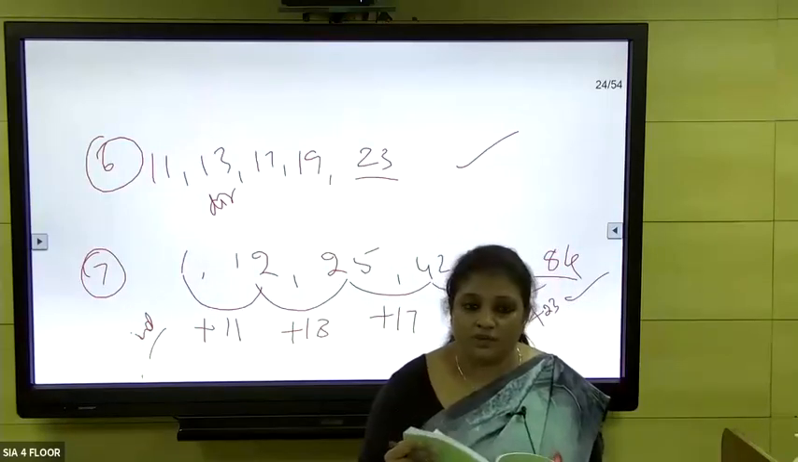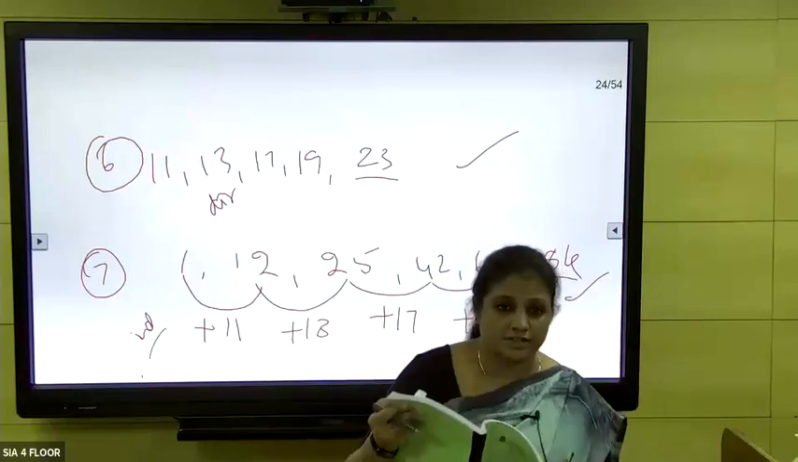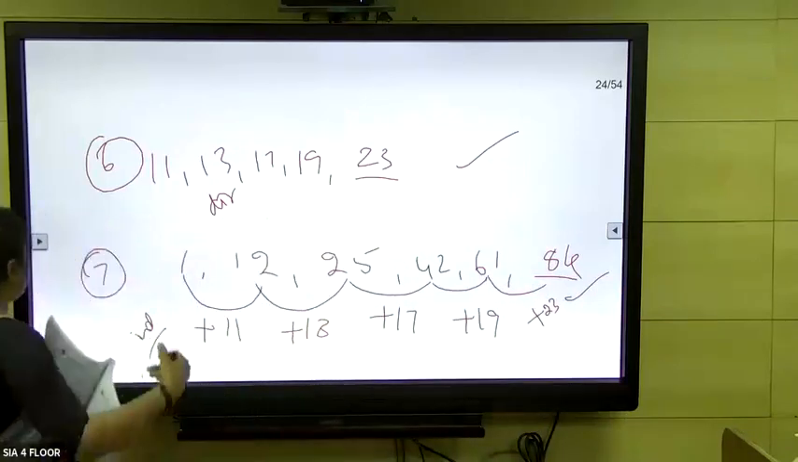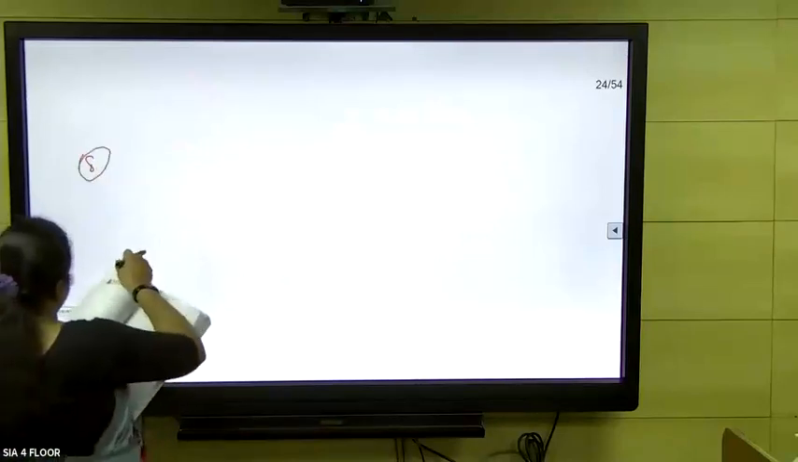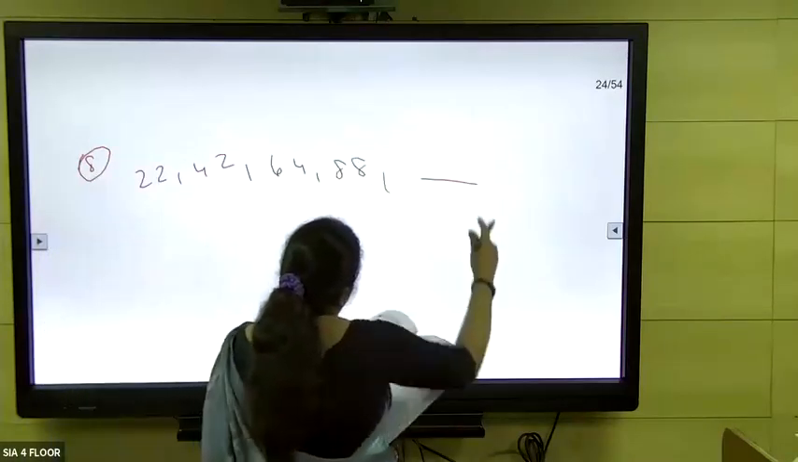So next, what did I tell you? If nothing of this sort is related to the first step, then come to the second step. The second step is seeing whether it's an increase or decrease, and this is a very easy one that needs to be explained. 22, 42, 64, 88. Then what comes next?